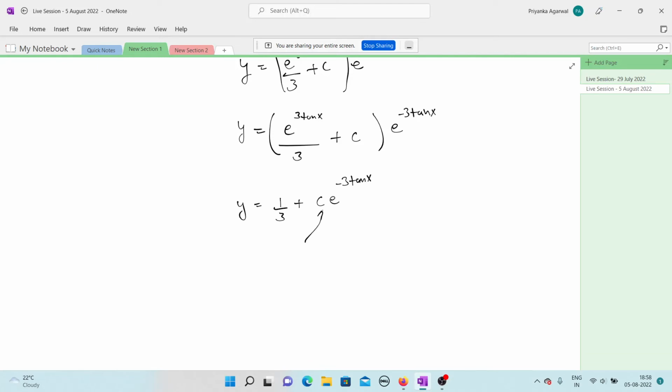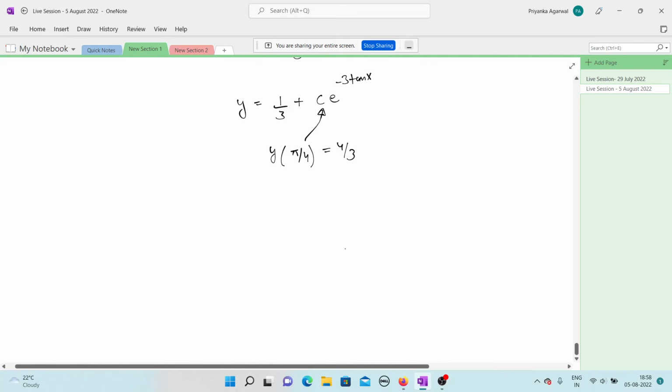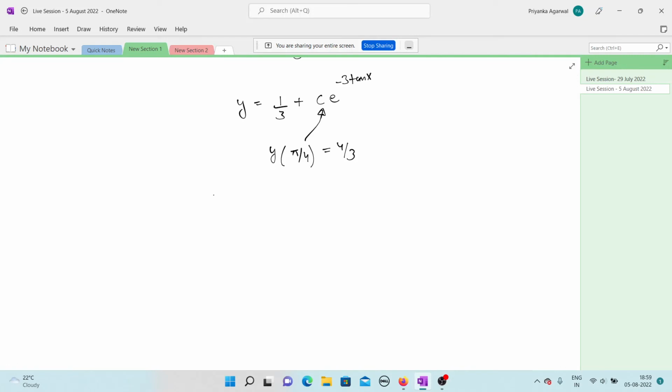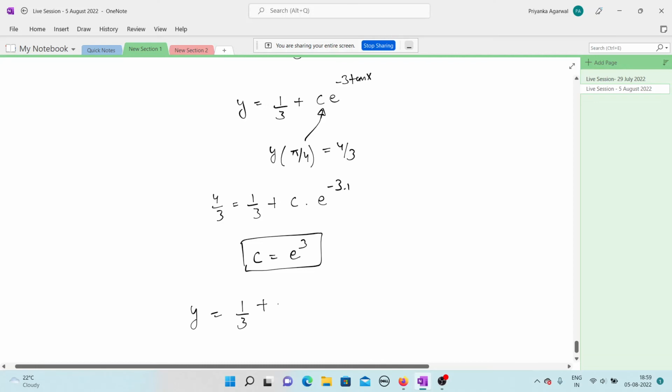Now in this equation, we have to find the value of this constant. For this, we are given the initial condition, which is y(π/4) = 4/3. Now if you put this initial condition, you will get the value of the constant. So this will be 4/3 equals 1/3 plus c e to the power minus 3 tan(π/4), which is 1. So c comes out to be e³. So the solution will be y = 1/3 + e^(3 − 3 tan x).